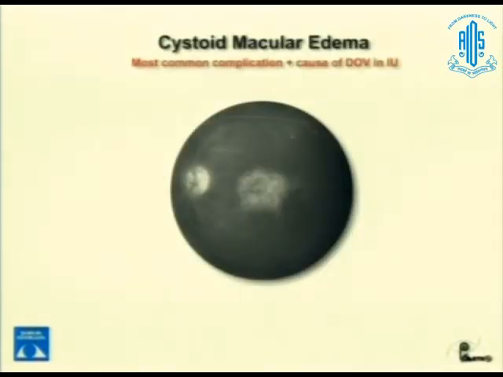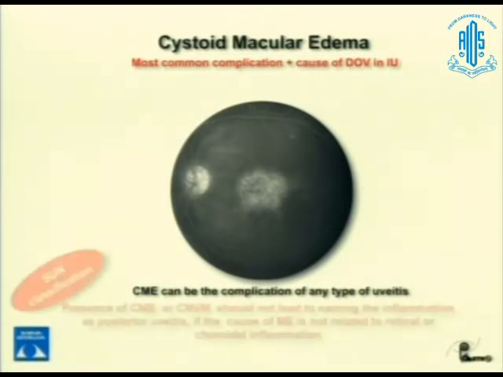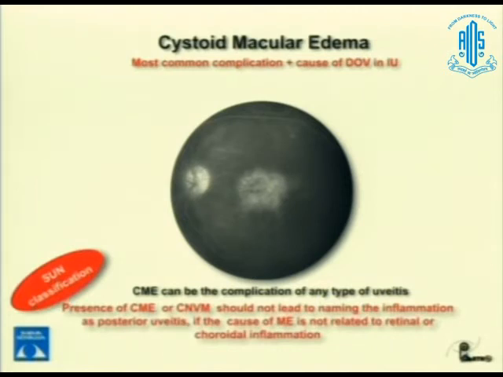Next, cystoid macular edema is the most common complication and cause of diminution of vision in intermediate uveitis. It is very important to note that CME can be a complication of any type of uveitis, from anterior uveitis to panuveitis. So the presence of CME and CNVM should not lead to naming this inflammation as posterior uveitis, if the cause of the foveal pathology is not related to retinal or choroidal inflammation.